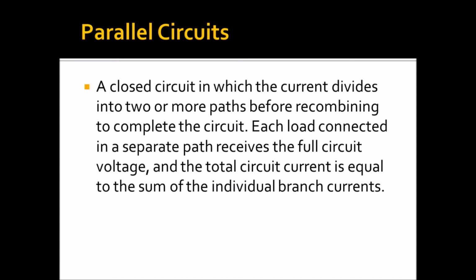A parallel circuit is a closed circuit in which the current divides into 2 or more paths before recombining to complete the circuit. Each load connected into a separate path receives a full circuit voltage, and the total circuit current is equal to the sum of the individual branch currents. You use these in your house and stuff.